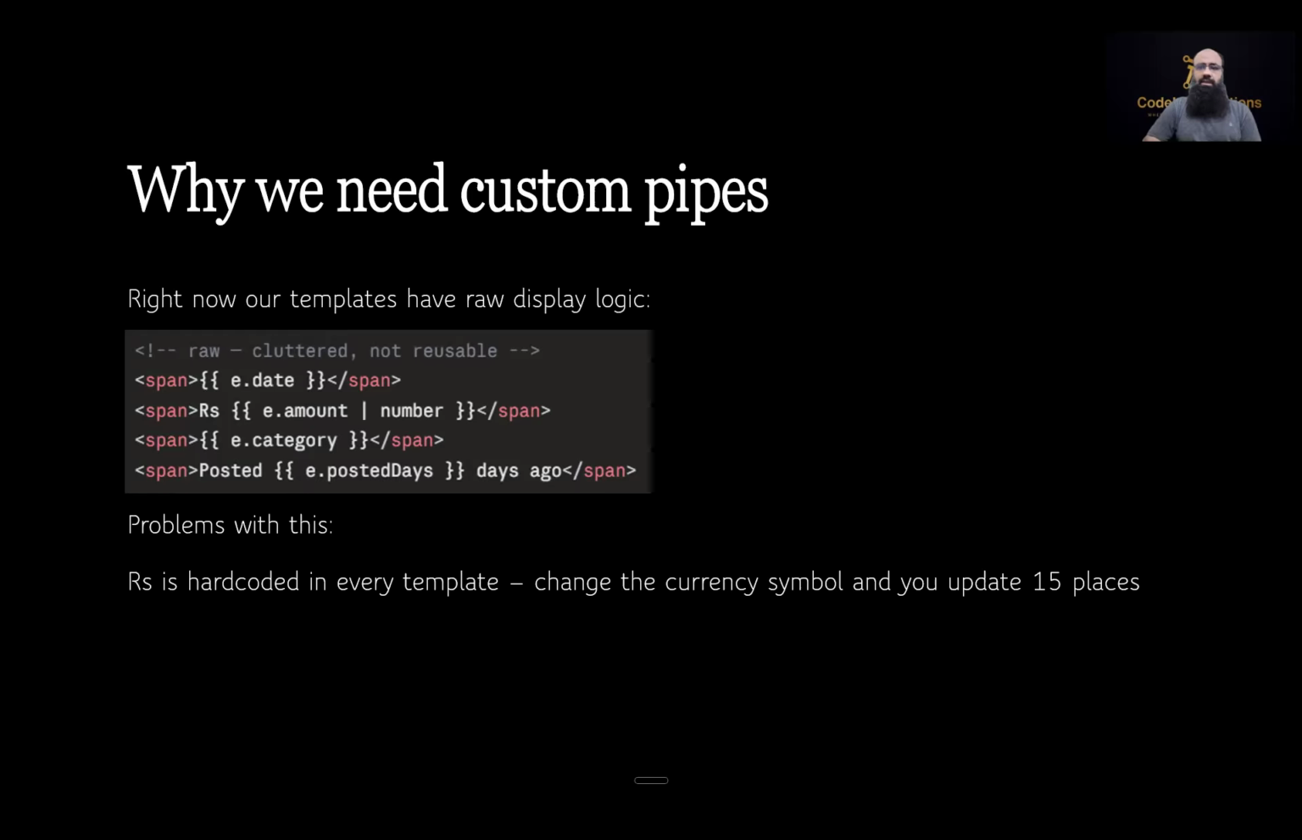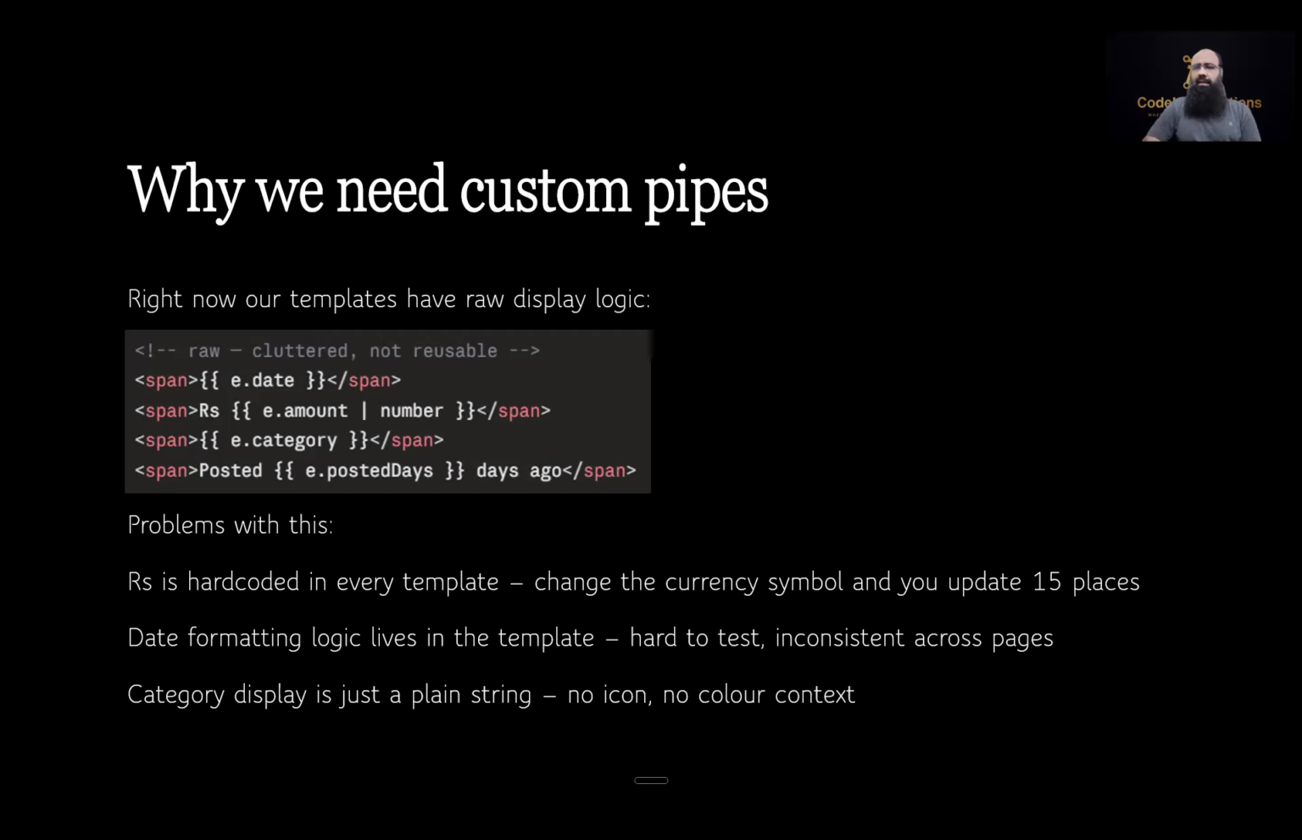What is the problem? You can see the currency is hard coded. So if we need to change the currency, we need to change it in several places, and even the date formatting logic is hard to test and inconsistent across the page. And the category, like food or travel, is not that appealing, it's just plain text. We haven't used any icon, and there is no color context.